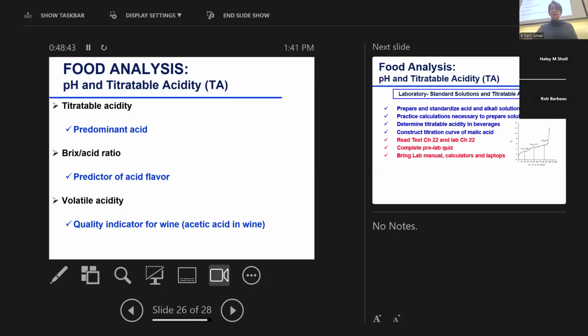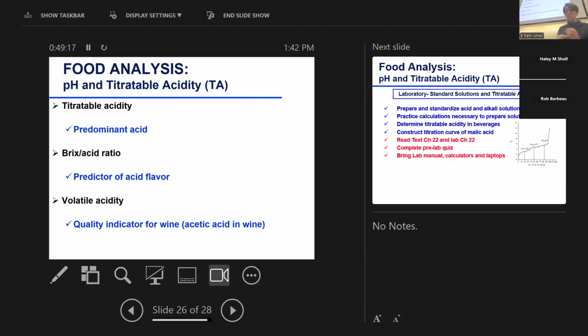So for titratable acidity, we always take the predominant acid. Sometimes you have multiple acids in your fruit juice, for example, so we always calculate based on the predominant acid. And then there is the Brix to acid ratio that you probably hear of, which is a predictor of acid flavor and maturity of your fruit juice. And the last bit here is volatile acidity. This is a quality indicator for wine. If wine has vinegar, it's not a good wine.